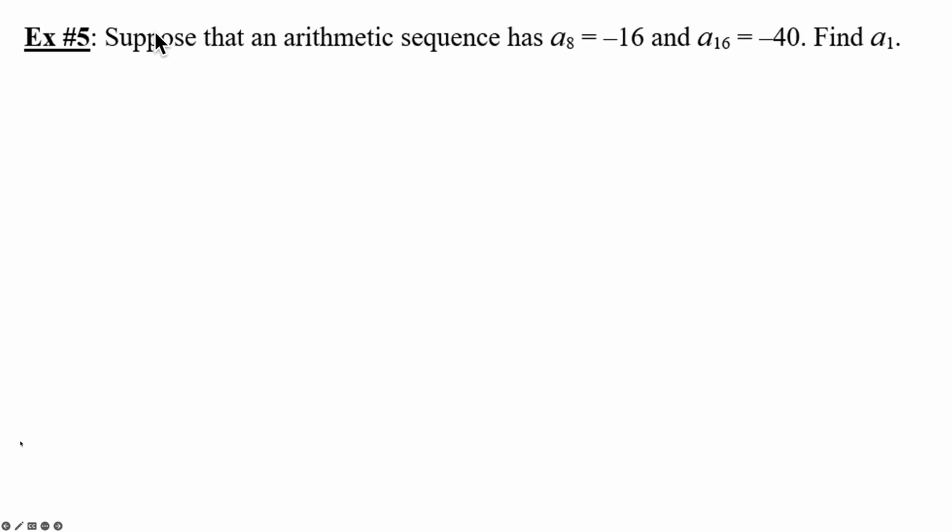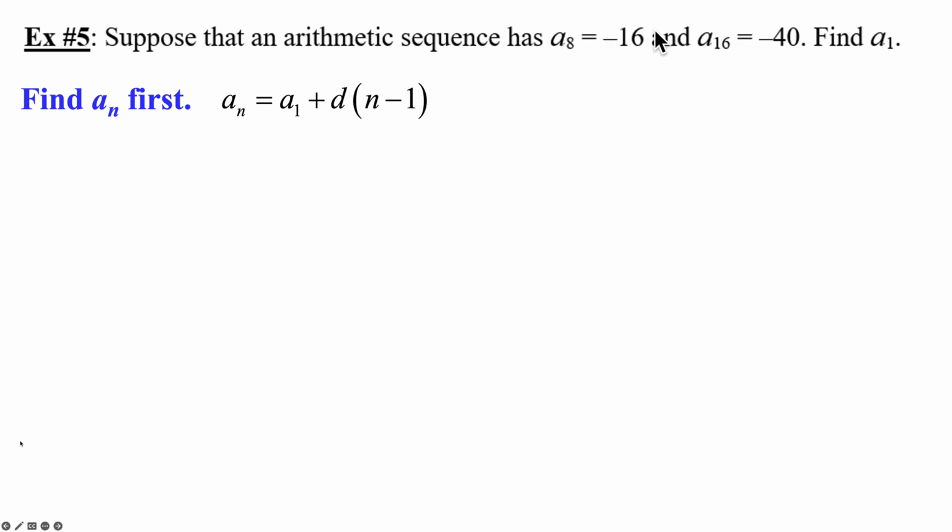All right, example 5. Suppose that an arithmetic sequence has a sub 8 equals -16 and a sub 16 equals -40. Find a sub 1. I need my a sub n equation because that's where my a sub 1 is in that formula. Now, to find d might be a little bit more difficult because they did not give me two sequential terms here.